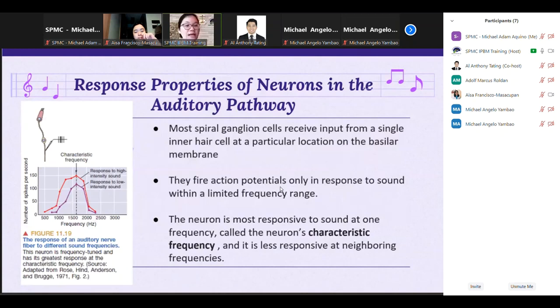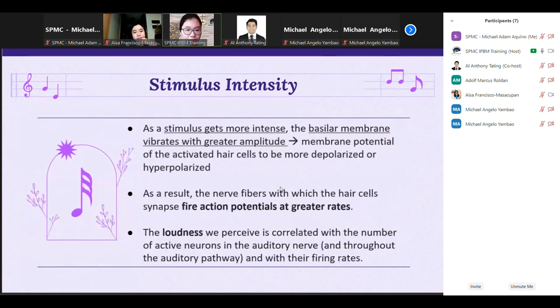Okay, next. Response properties of neurons in the auditory pathway. So most spiral ganglion cells receive input from a single hair cell as discussed earlier, at a particular location on the basilar membrane. And they fire action potentials only in response to sound within a limited frequency range. So the neuron is most responsive to sound at one frequency. So this is called the neuron's characteristic frequency. And it is less responsive to neighboring frequencies. So they are specialized.